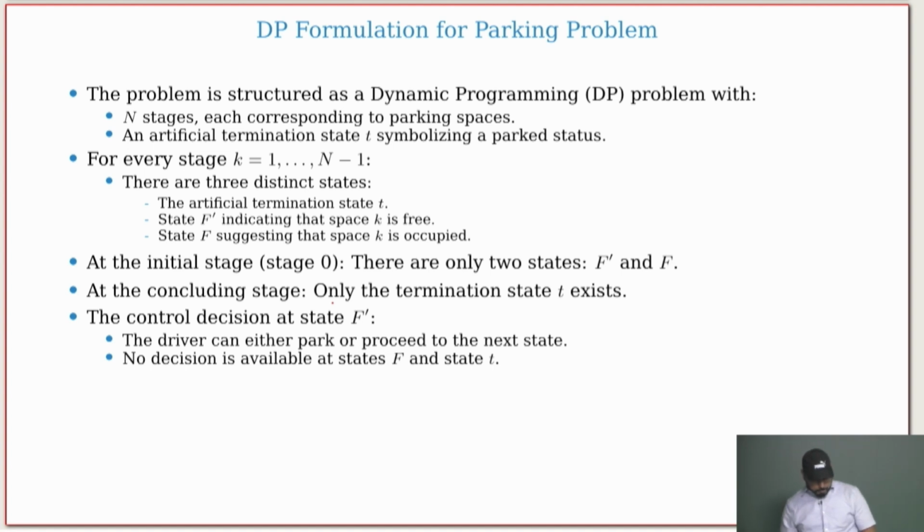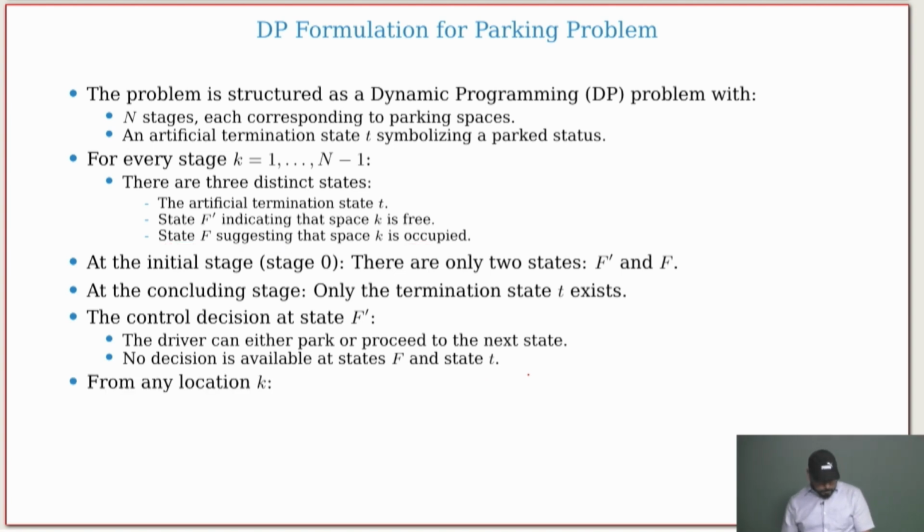So no decision is available at states F and T. Obviously no decision, because F means it's occupied. So you don't have a choice, right? If the state is occupied, then there is no decision to be made. You have to move on to the next state. Or if you end up in the terminal state, then obviously you also don't have any decision to be made. You are in a terminal state.